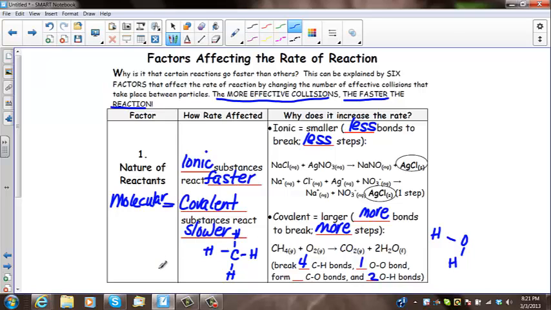And for the CO2, which looks like this, we have to break 2 CO bonds. So you can see that there's a lot more bonds to break in a covalent compound with a reaction taking place than ionic. So that's the nature of the reactants.